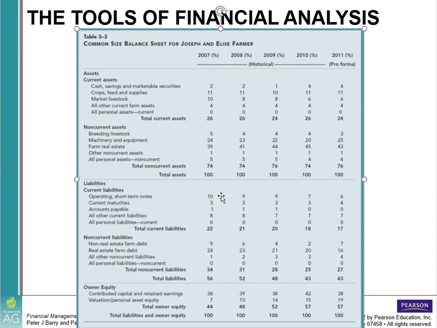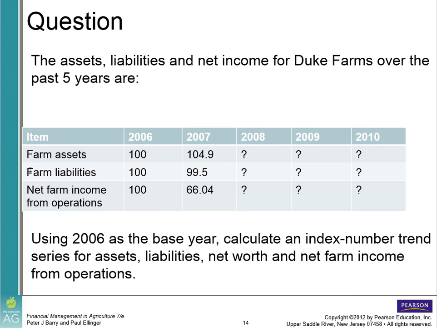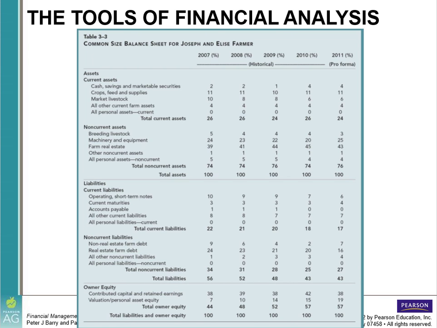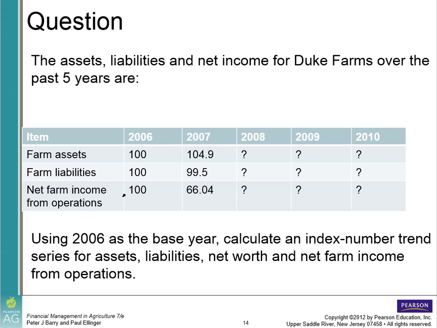And the way these numbers are calculated are literally the way I just showed you. Okay, so again, in the exam, I'd be more interested in doing something like this instead of completing the whole balance sheet. That's of course going to be super time consuming, so we're not going to do that. But something like this, where I'm asking you to calculate an index for, let's say, a group of small things, farm assets, liabilities, net farm income, etc.